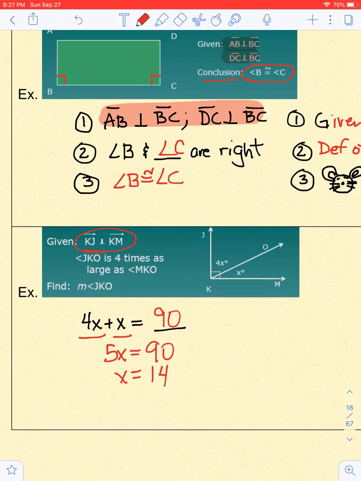Oh, I don't think I did that right. I think that's 18. Again, we're trying to find the measure of angle JKO, which is 4x. So 4 times 18 would be 72.